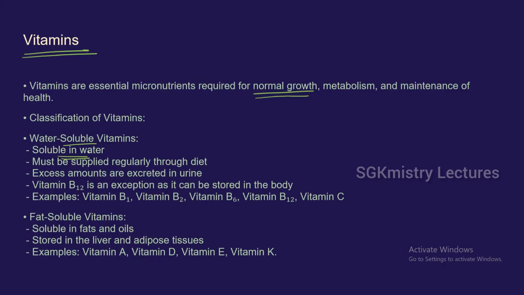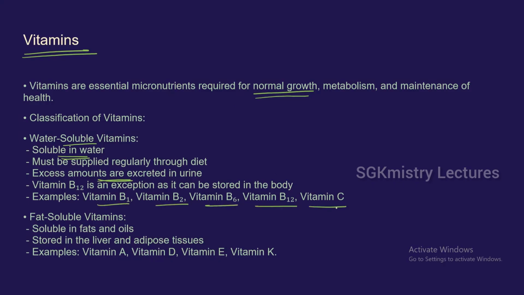Otherwise, as and when we take it in our diet, since they are soluble in water, they'll be excreted out also. Okay, so excess amounts are excreted in urine. So we need to supplement our body continuously with these water-soluble vitamins. Example, vitamin B1, B2, B6, B12, vitamin C.